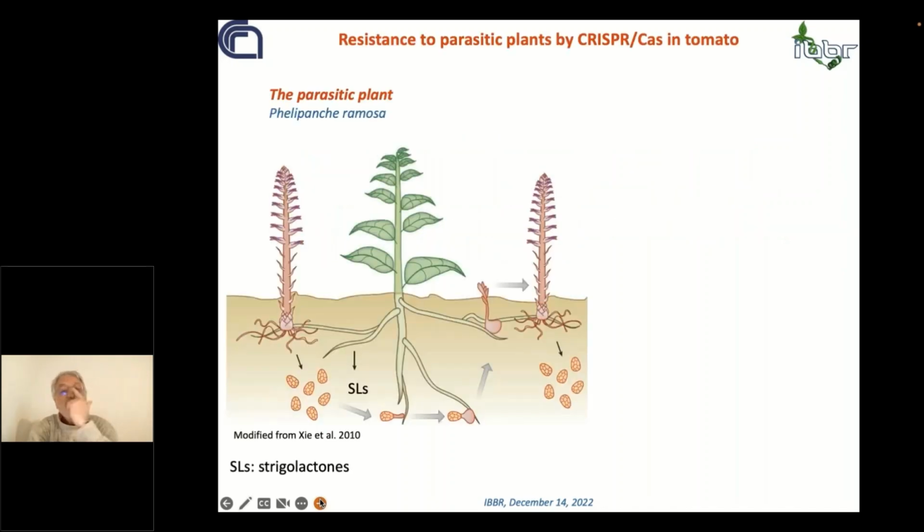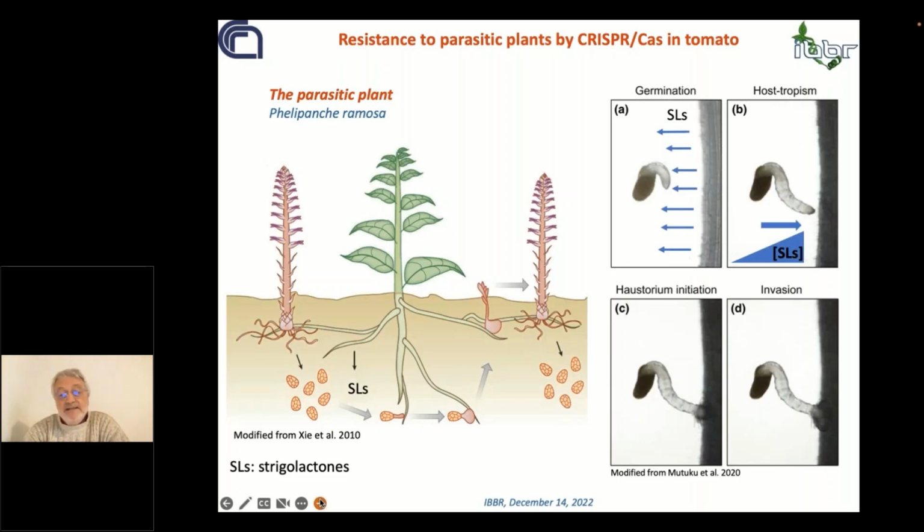As concerns the work in tomato, Phelipanche ramosa is the most important parasitic plant in the tomato field, especially in the Mediterranean areas. It's becoming quite a problem, especially where tomato is grown year after year. Seeds of parasitic plants like Phelipanche ramosa and other Orobanchaceae can remain in the soil for many years until there is the release of strigolactones by compatible host roots, and this release induces germination, the formation of a haustorium, and then the eventual colonization of the host root.